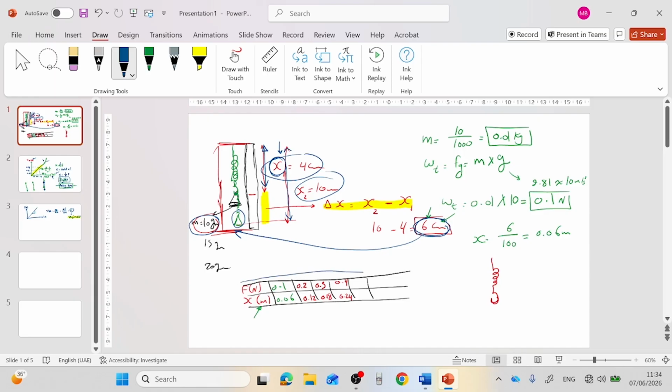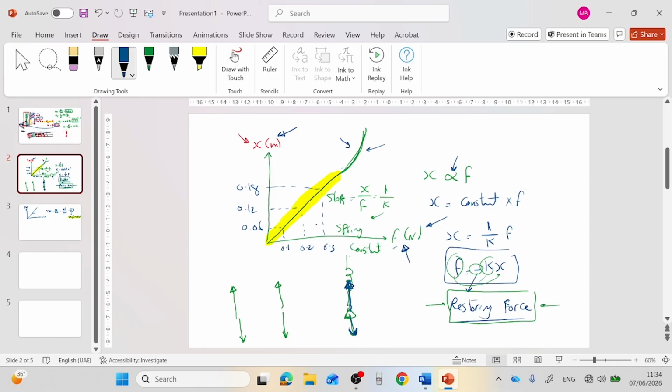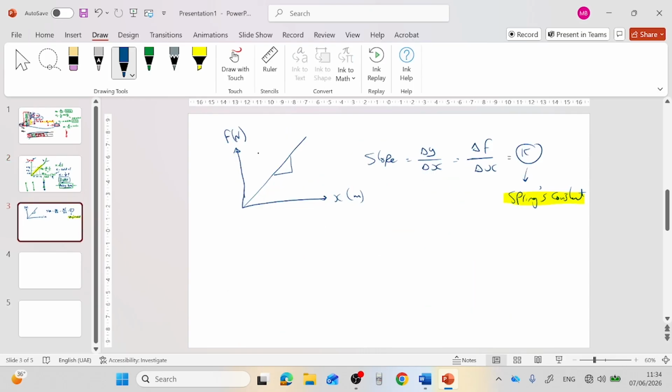We will arrange the data in a table. Then we will plot the relation between force and extension. If we try to find the slope, if force is over the y-axis and the extension over the x-axis, the slope will represent the spring's constant. Okay, this is Hooke's law.